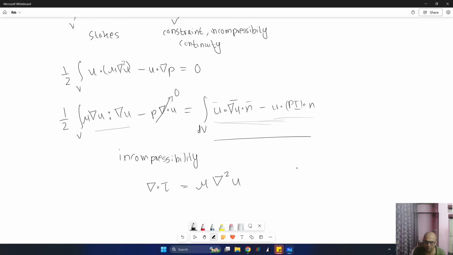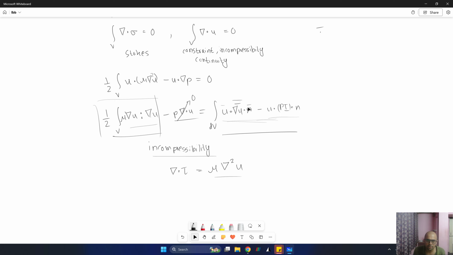gradient of u. Right. So of course we are using the incompressibility, so we get these two conditions, and so this is the integral for the energy which we want to minimize, and it is subject to a constraint which is again your incompressibility constraint. So let us write that down.